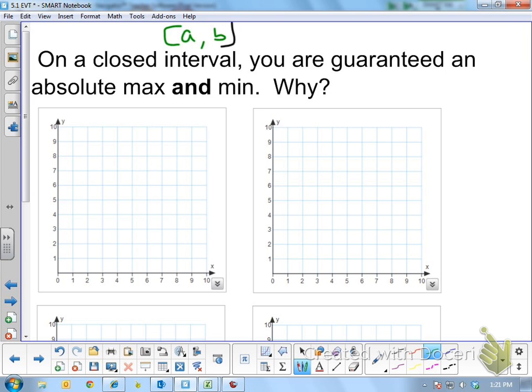So when we are on a closed interval, we are guaranteed an absolute maximum and an absolute minimum. So let's see why. If I'm only doing a piece of a graph, they don't need to be super nice. You don't have to draw even the units in, but I would draw the graphs themselves.